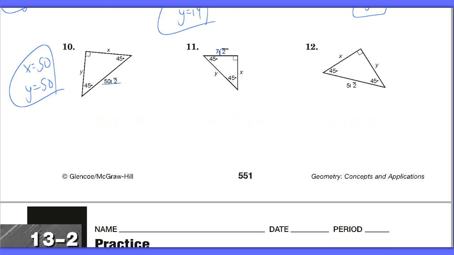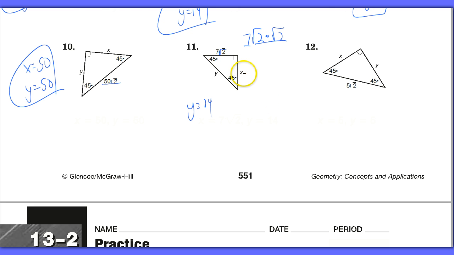Number 11 is slightly different than any of the other ones we've seen. It is a 45-45-90. We have a leg of 7 root 2, and we're going to the hypotenuse. So from leg to hypotenuse, we have to get bigger, so it means we're multiplying. We're taking the value that's already in there, that 7 root 2, and we're multiplying it by our ratio number of root 2 to get to y. So we have 7 times 2, really. 7 times 2 is 14, so y equals 14.